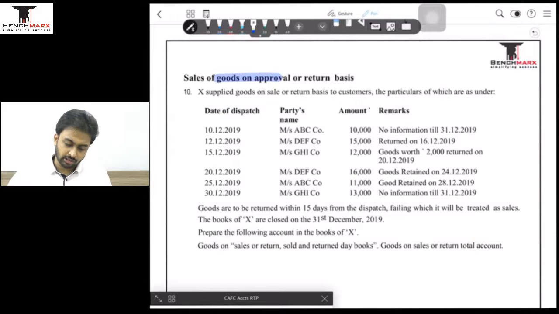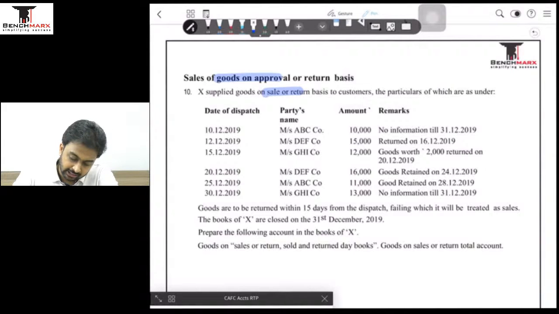So let us read question number 10. काफी simple chapter है, sum भी काफी simple लग रहा है. Let us start please. X supplied goods on sale or return basis. So question will specify very clearly कि sale है कि sale on return basis है. The particulars of which are as follows.